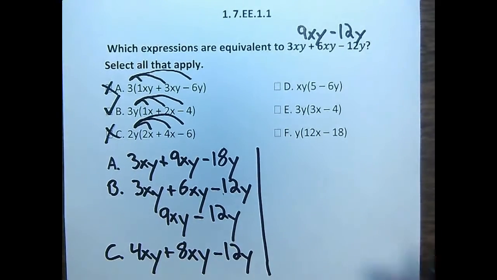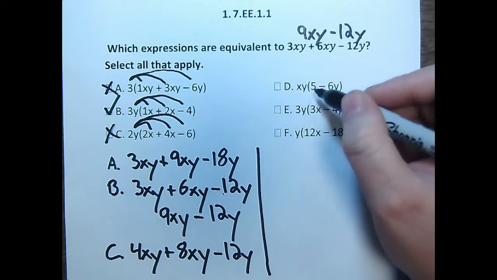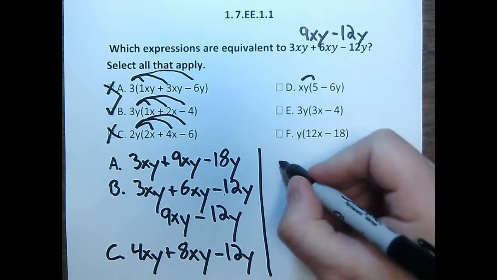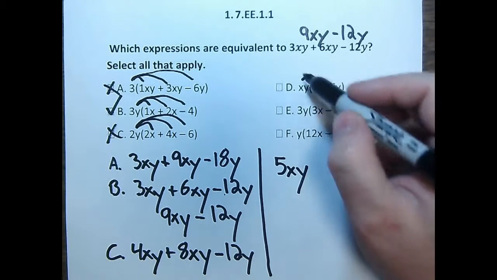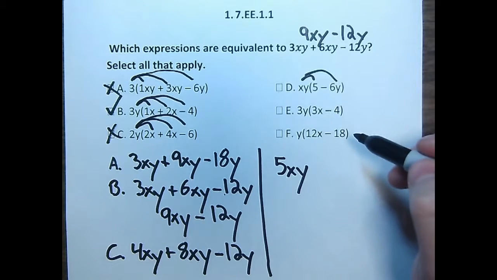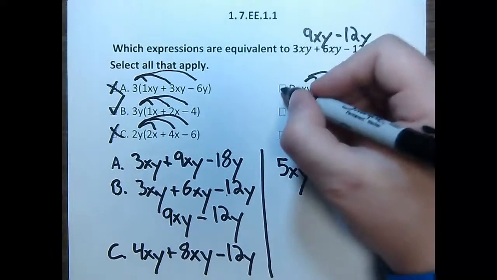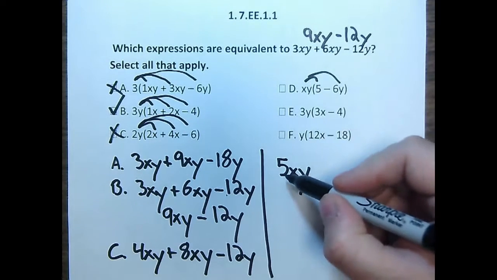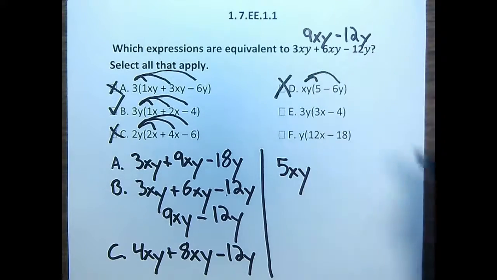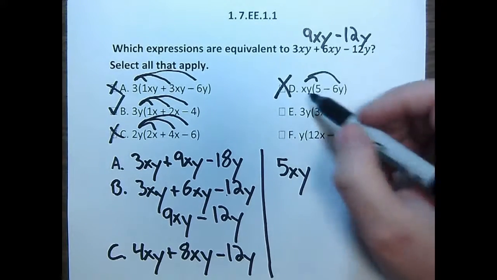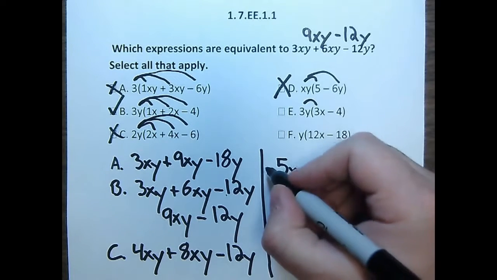Okay, so now let's try this side over here. We have an xy times a 5, so we got to distribute an xy to a 5, and we get 5xy. And then we should notice here, once we distribute this, we're going to have a 6xy squared, so we don't need to go any further on that one, because we only have 5xy's and we need 9xy's, so that can't be right.